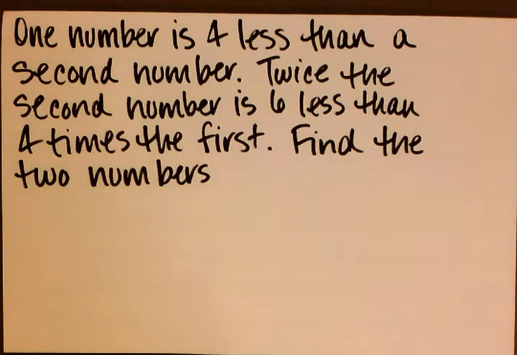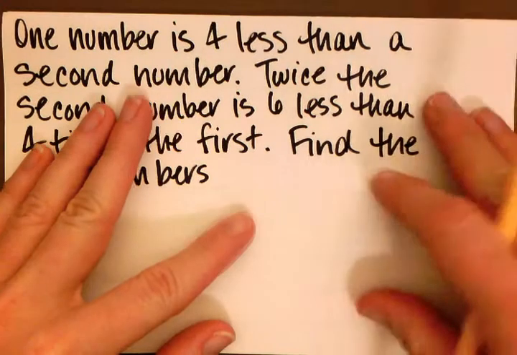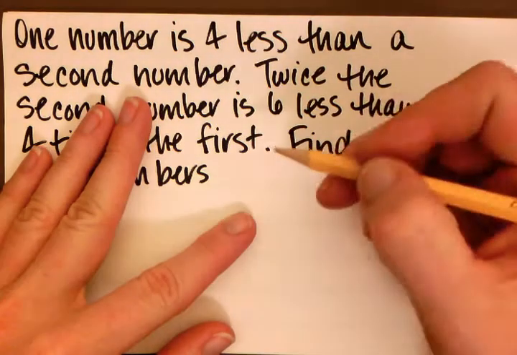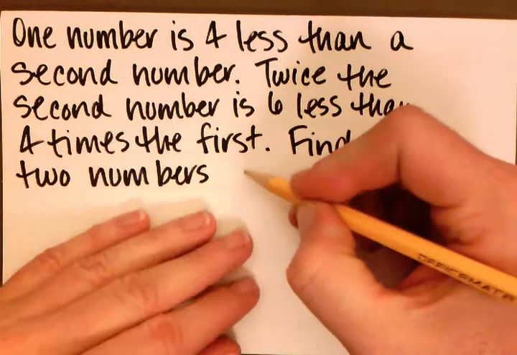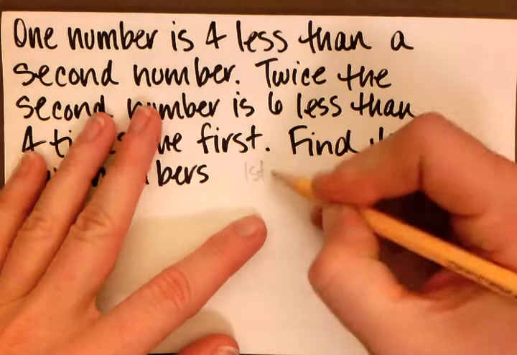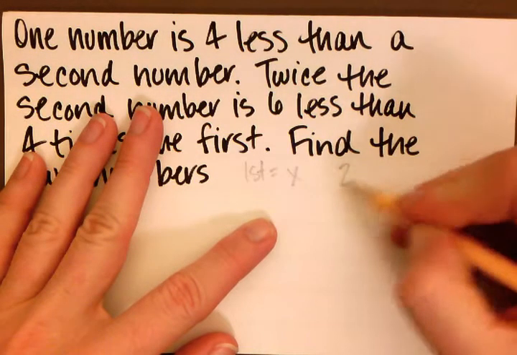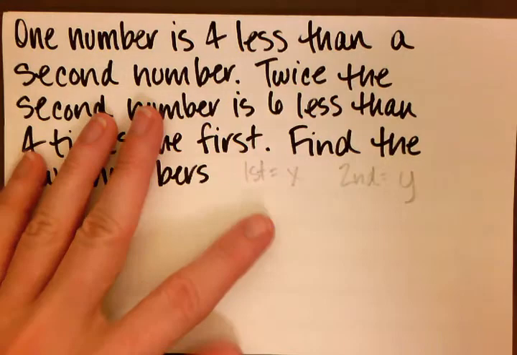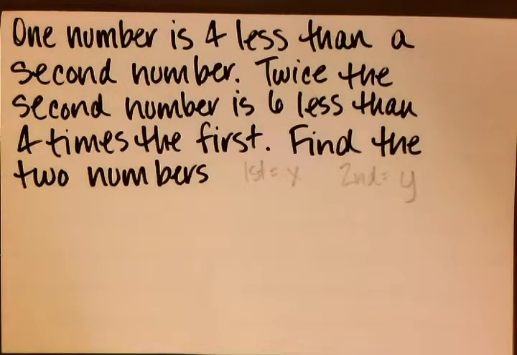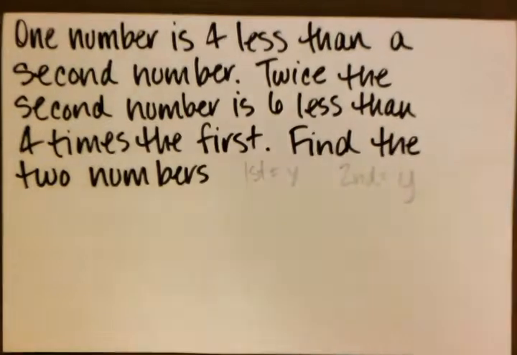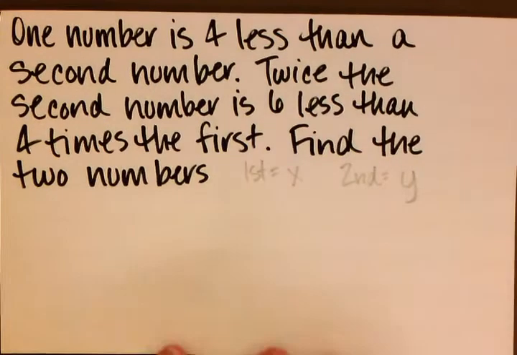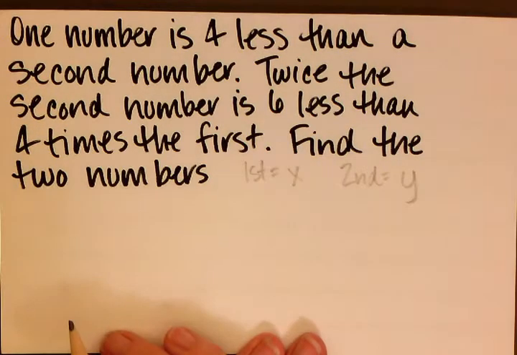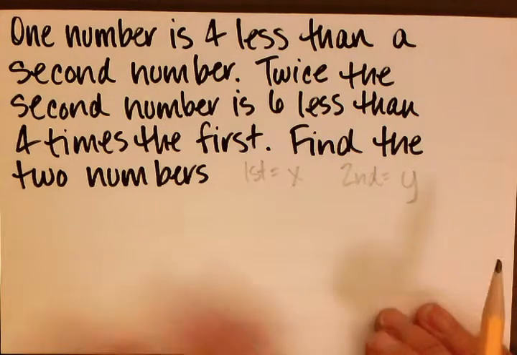So we have to build this, and the first thing we want to look at and think about is that it tells us we have one number and then we have a second number. So we basically know right away that we're going to be working with two variables. So let's call the first number x, and our second number, we're going to call y. So now let's go ahead and reread, and then we'll build it, and then we can solve.